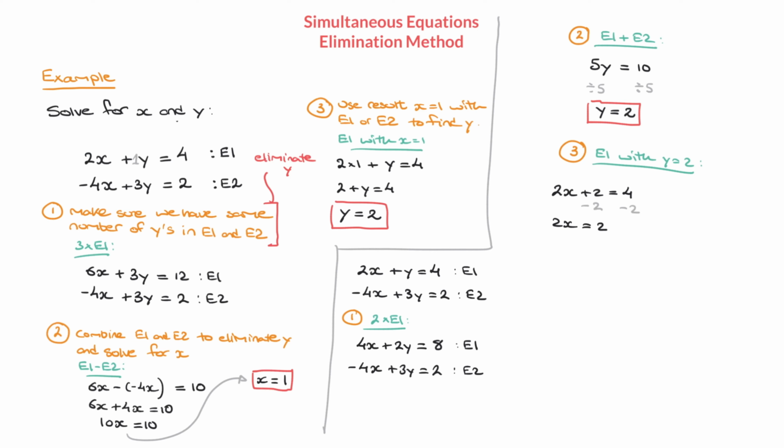And finally, I get rid of this 2 that's multiplying the x on the left-hand side, which I do by dividing both sides of the equation by 2. And finally, we can state that x is equal to 2 divided by 2, which is 1. And we're done. We've just solved this pair of simultaneous equations by eliminating x. And there we have it.